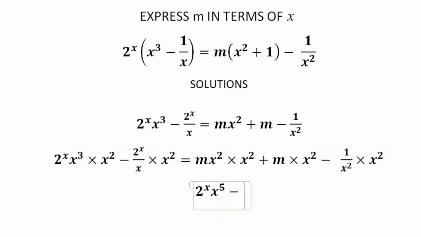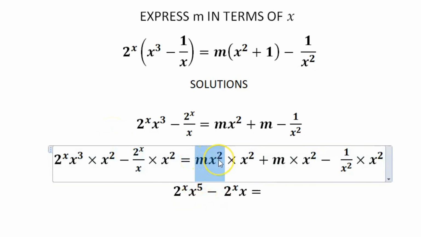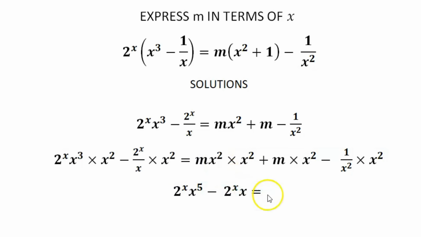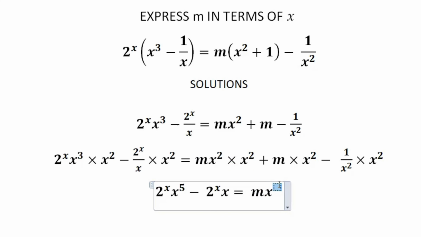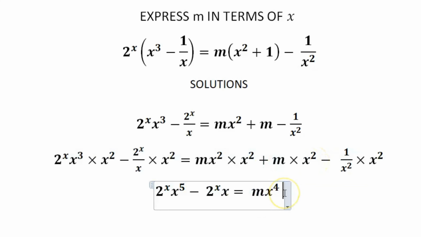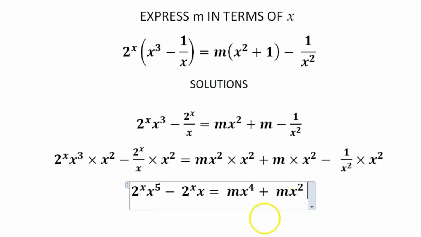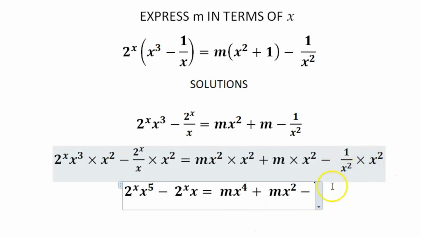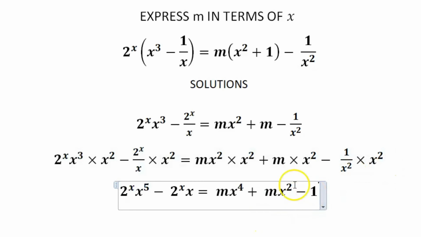We have minus 2 power x. Then we have equal to m power 4, because you know the powers we add. So m x power 4. Good. And then we're almost done. We take this one as well, m x squared. So plus, we fix that, m x squared. Then the last term minus, we cancel our 1, minus 1. And we are done. Good.